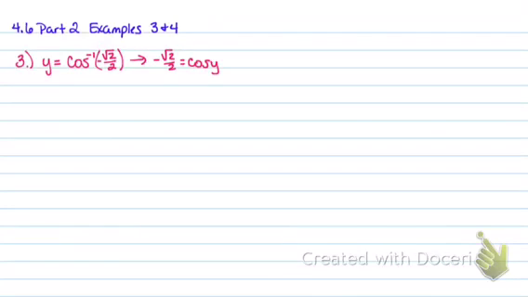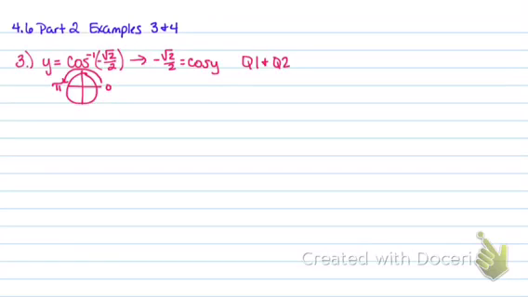So we're looking for the cosine of some angle that's going to give us a negative square root of 2 over 2. But remember, inverse cosine is between 0 and pi. If you think about your unit circle, here's 0, here's pi, and it's between 0 and pi. So we're looking in quadrants 1 and 2.